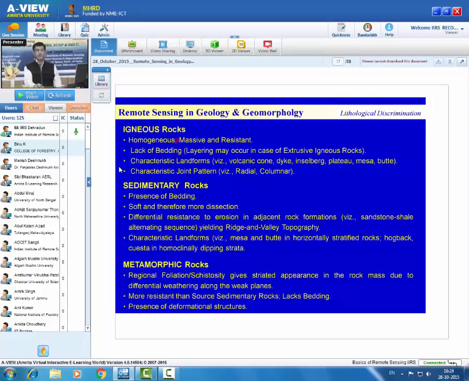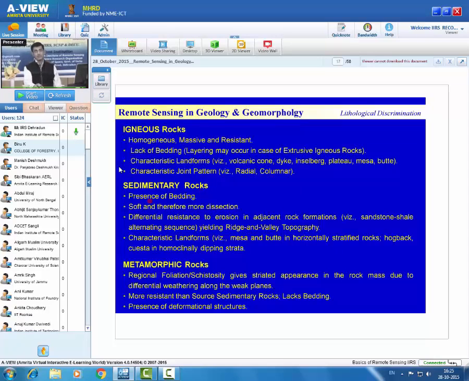Now, how to interpret different rock types? We have broadly three kinds of rocks: igneous rocks, sedimentary rocks, and metamorphic rocks. If you talk about the igneous rocks, the characteristics are: homogeneous, massive, resistant, hard, and they lack bedding in general. But in case of extrusive rocks, you can have some bedding or layering. Characteristic landforms are the volcanic cones, dikes, inselbergs, plateau, mesa, butte. Characteristic joint patterns are generally radial, columnar, and sometimes orthogonal as well.